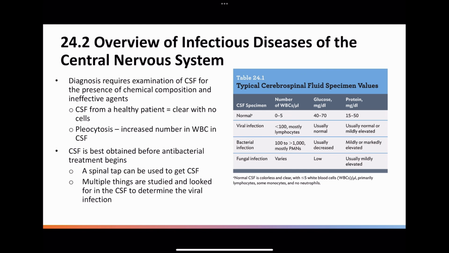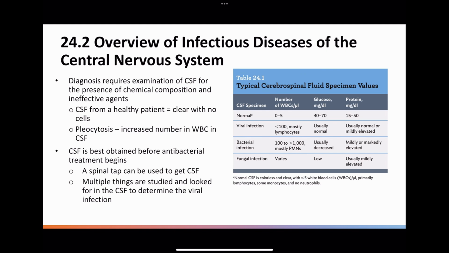Diagnosis often requires examination of cerebrospinal fluid, or CSF, for chemical and biochemical composition and the presence of infectious agents. CSF from a healthy person is usually clear, containing no cells. Pleocytosis is the increased number of white blood cells in CSF, which is often found in patients with meningitis. The type of white blood cells found in the CSF may offer a clue to the cause of infection. Finding polymorphonuclear leukocytes in the CSF indicates a bacterial infection, and the presence of lymphocytes typically indicates a viral infection.